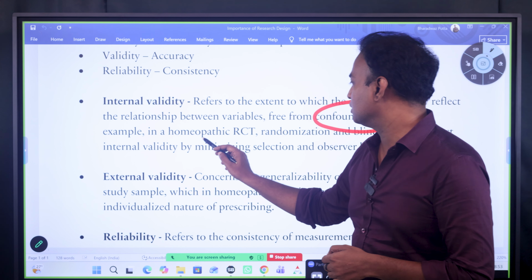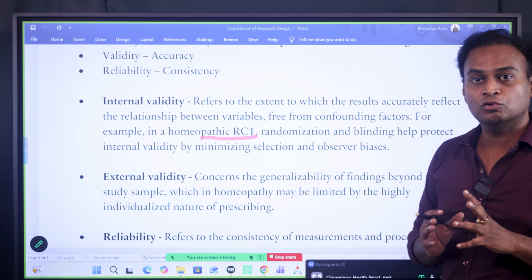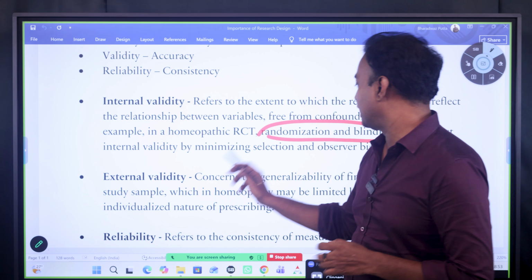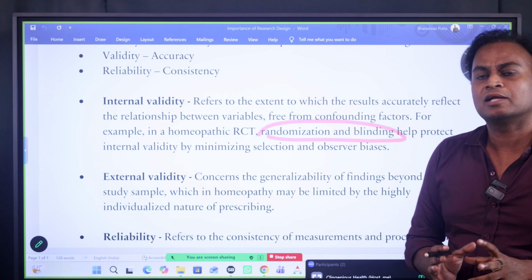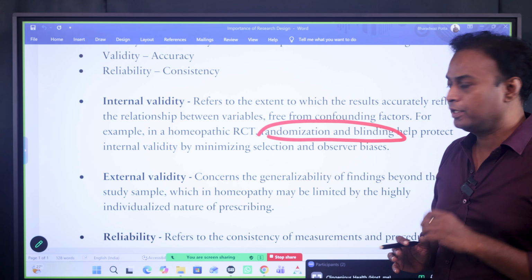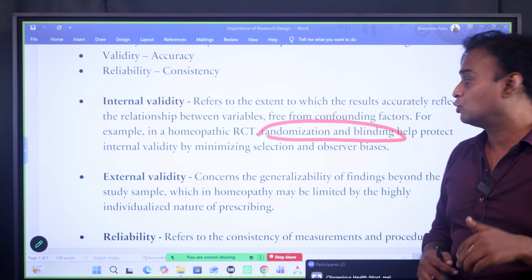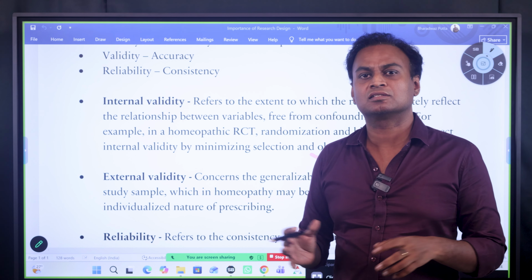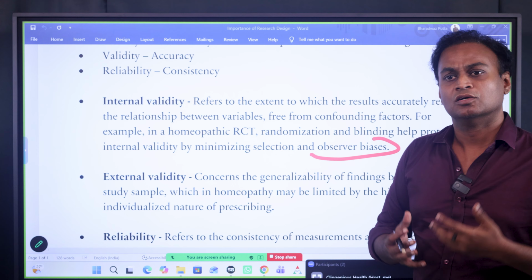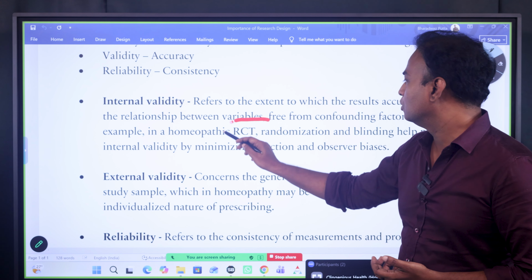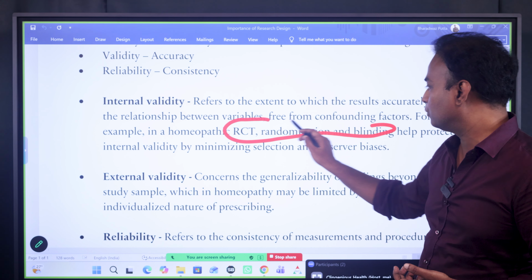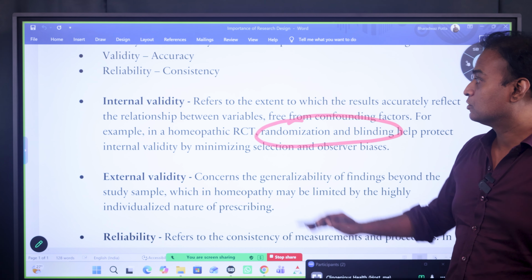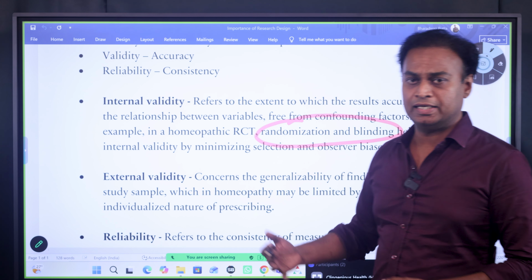For example, in homeopathy, if you go with an RCT, a randomized clinical trial, it helps with blinding and randomization. Blinding and randomization help in avoiding selection bias and also reporting bias or observer bias. So if you want to remove observer bias or selection bias from a research study, you need to go to an RCT and blinding. You need to randomize the patients and you need to blind the study. So this is about internal validity.